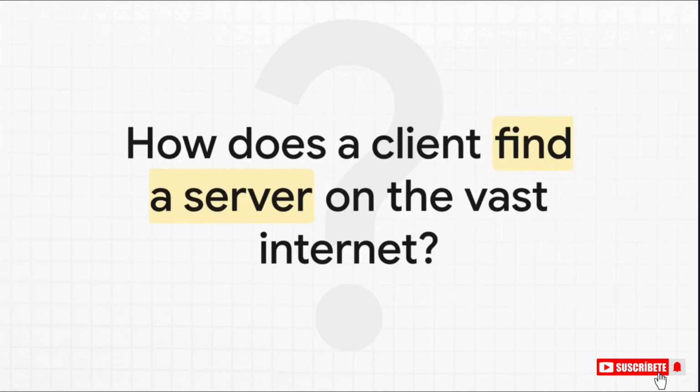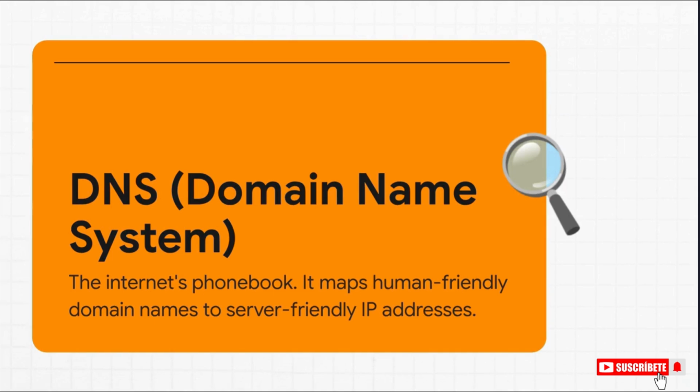Okay, but that brings up a huge question, right? The internet is this unbelievably massive network with billions of devices. How in the world does your browser know which exact computer to talk to out of all of them? Well, the answer is something called the Domain Name System, or DNS. And honestly, the best way to think about it is as the phone book for the entire internet.